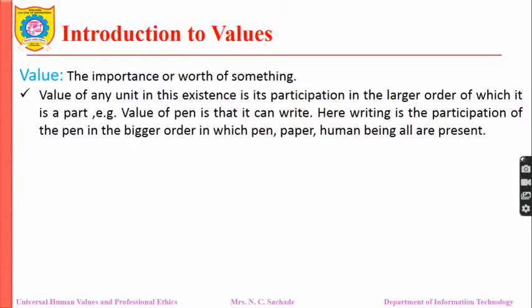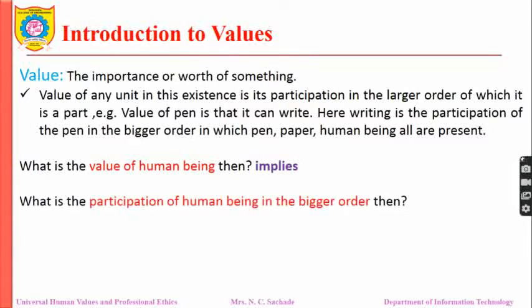In that sense, we are also one of the parts in the environment. So, what is the value of a human being then? This question implies another question: what is the participation of a human being in the bigger order? How to identify that? In the case of a pen, the participation was in the writing process. For human beings, the participation could vary according to context.